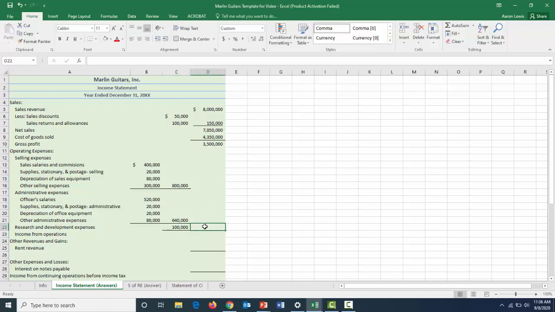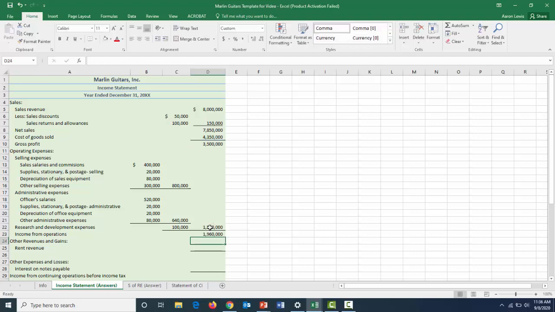And when we add those three numbers together, our three components of operating expenses, which are our $800,000 in selling expenses, our $640,000 in admin expenses, and our $100,000 in research and development expenses, we find out that Marlin Guitars had total operating expenses during the period of $1,540,000. So now we need to find our income from operations, and to do that, you take gross profit and you subtract out your total operating expenses.